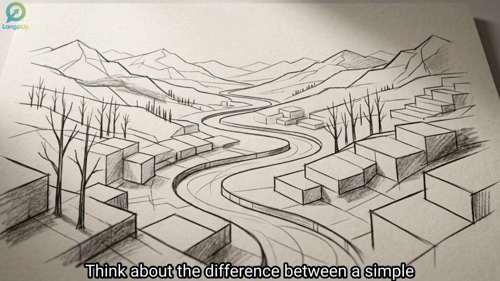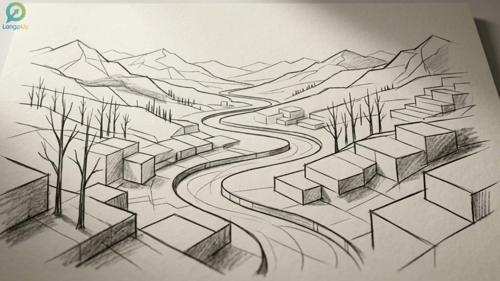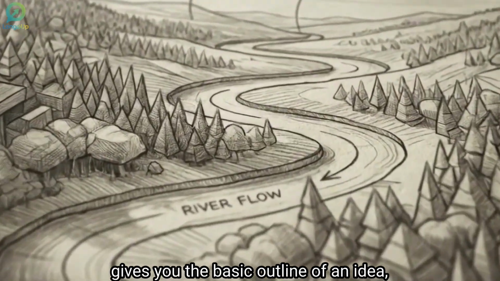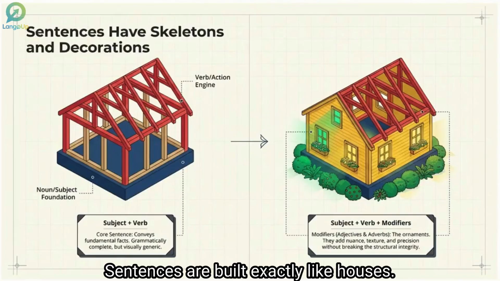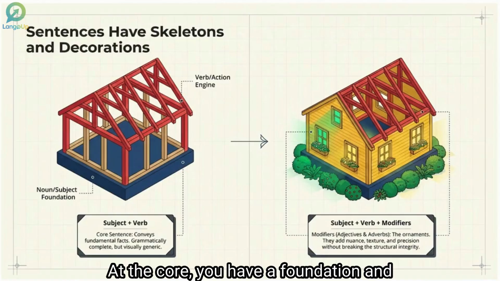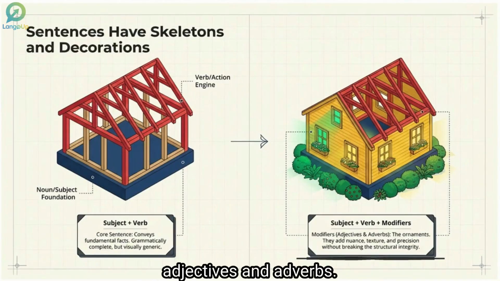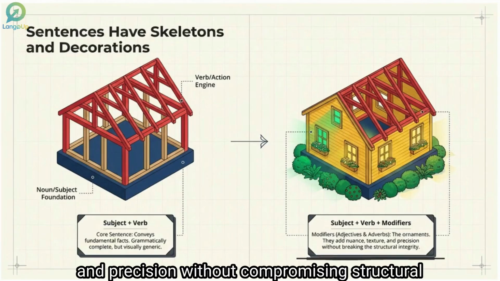Think about the difference between a simple black and white sketch and a fully realized painting. Speaking English without descriptive words gives you the basic outline of an idea, but it completely lacks life and texture. Sentences are built exactly like houses. At the core, you have a foundation and frame made of just a subject and verb. But to give a character, we add modifiers, adjectives, and adverbs. These decorations add rich detail, nuance, and precision without compromising structural integrity.